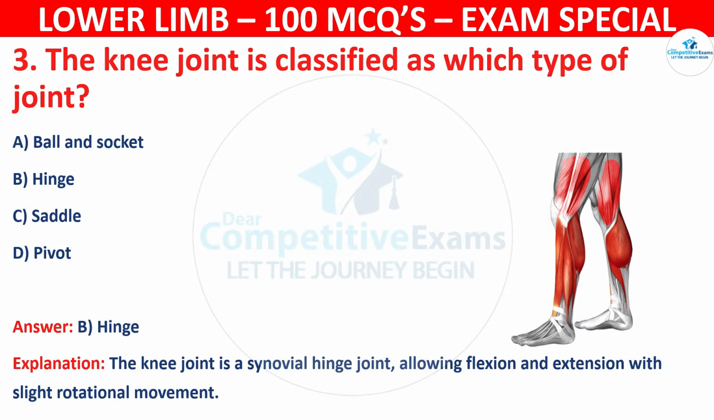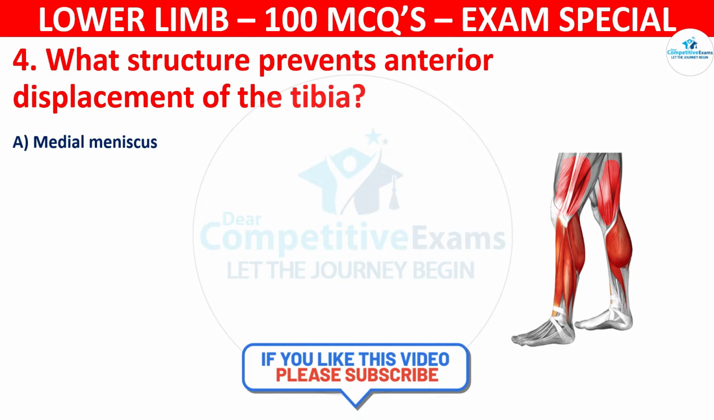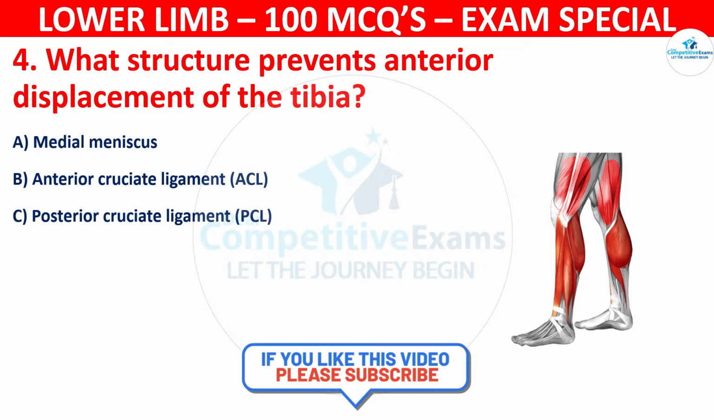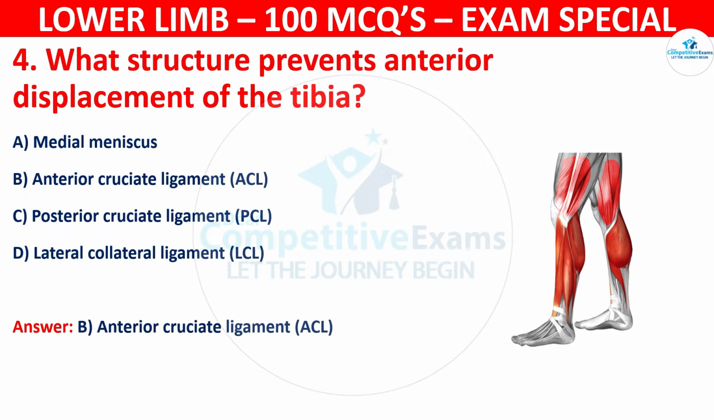Question number 4. What structure prevents anterior displacement of the tibia? Your options are medial meniscus, anterior cruciate ligament ACL, posterior cruciate ligament PCL or lateral collateral ligament LCL. Answer is B, that is anterior cruciate ligament ACL.